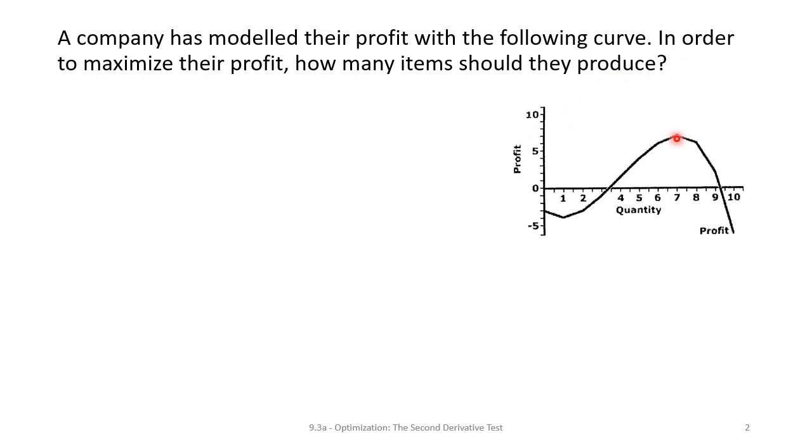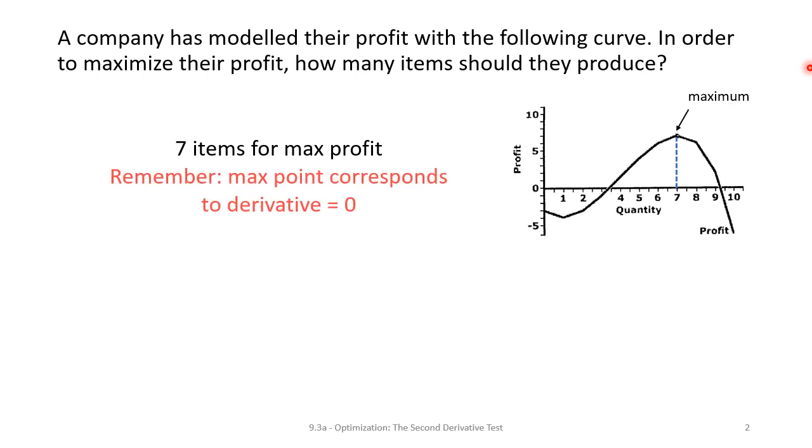Well, by inspection, we could see that x equals 7 yields the maximum profit. And we could call this the maximum. So if we wanted to, we could say that 7 items would yield the max profit for this company. But we can remember that through calculus, we can find this maximum point when it corresponds to the derivative being 0. So if we were to draw a tangent line, or the derivative at this point, we could say that f prime at 7 equals 0.